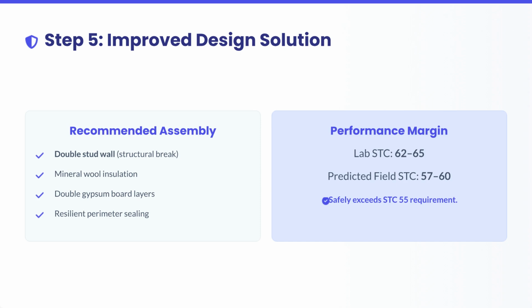The improved design solution in Step 5 recommends a double stud wall with a structural break, mineral wool insulation, double gypsum board layers, and resilient perimeter sealing. This achieves a predicted field STC of 57 to 60, safely exceeding the STC 55 requirement.